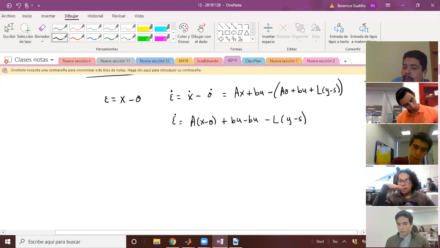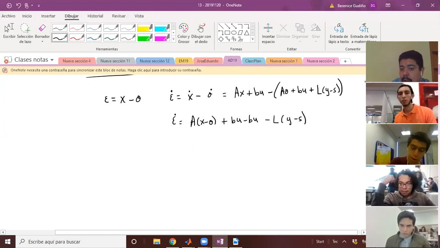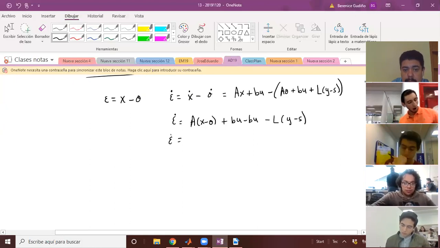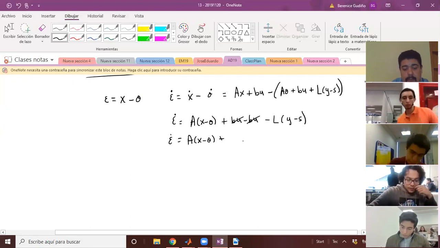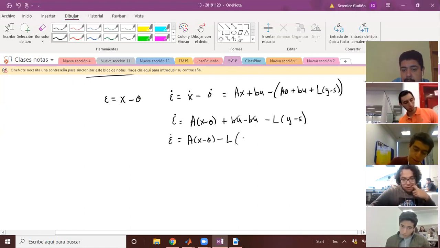But do we know what Y is? And what is S? We do know what they are. So instead of Y, I'm going to write C times X, and instead of S, I'm going to write C times O. So this is equal to A times X minus O plus, you see, B and B get canceled. Actually, what I'll have here is a minus: minus L times C times X minus C times O.